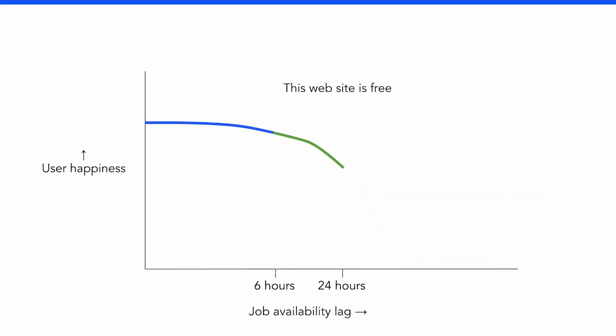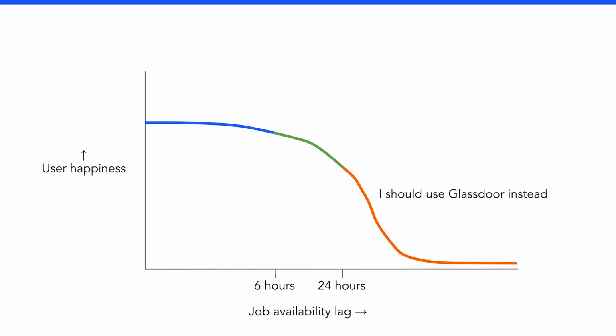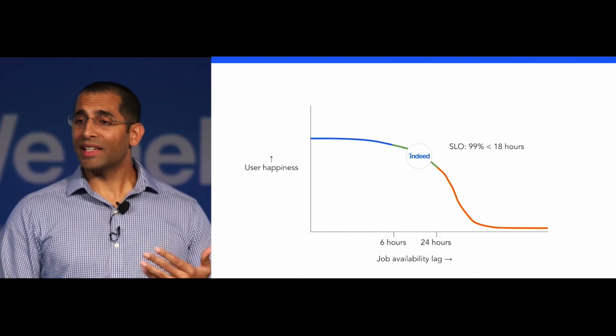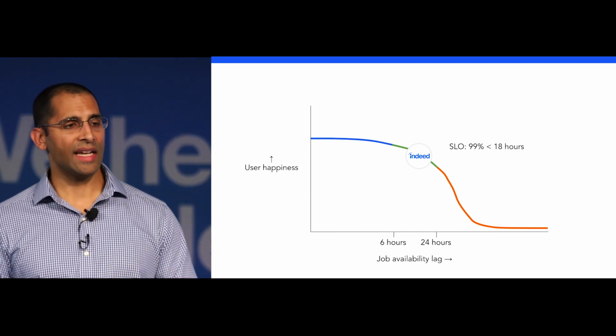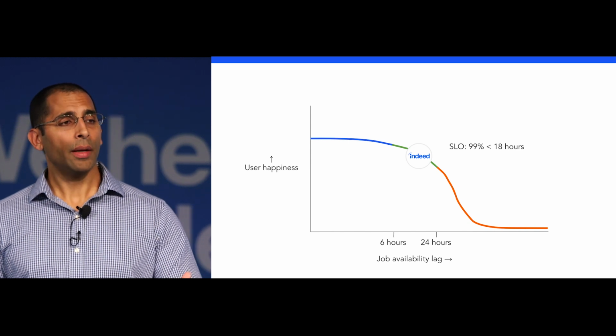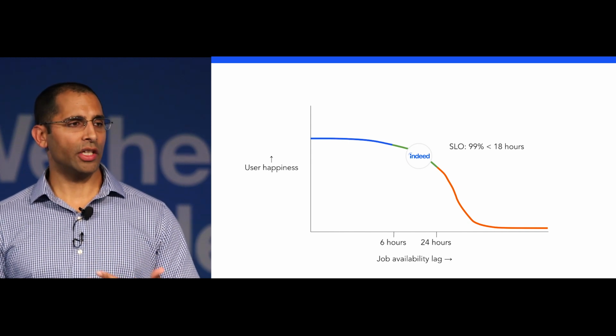If it's 6 to 24 hours, that may start to affect the comprehensiveness of the results they see. And they'll think, all right, this isn't great, but this website is free. Once we get beyond 24 hours, then they might start to say heretical things like, I should use Glassdoor instead. And we don't want that at all. I'm kidding, Glassdoor is a beloved corporate sibling. We like them very much, but we still want to do better than them. So at Indeed, we might set our service level objective to be 99% of jobs show up at Indeed in less than 18 hours. That's not great for job seekers, but it keeps that daily job seeker happy because they're seeing relatively fresh updates.